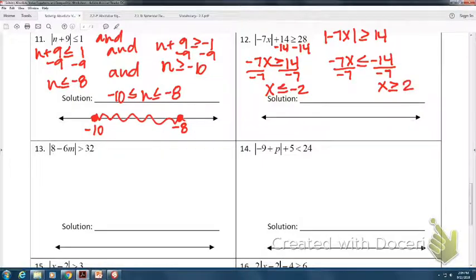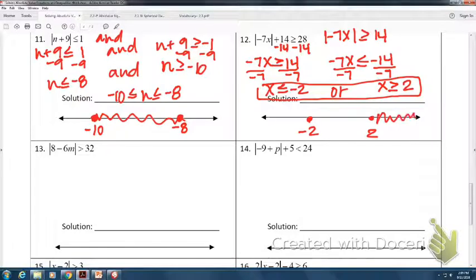I forgot to ask you guys, was this and or or? Or. I'm not going to rewrite this. So I have closed circles at negative 2 and 2. And then what's my graph look like? Opposites. An upside down sandwich.